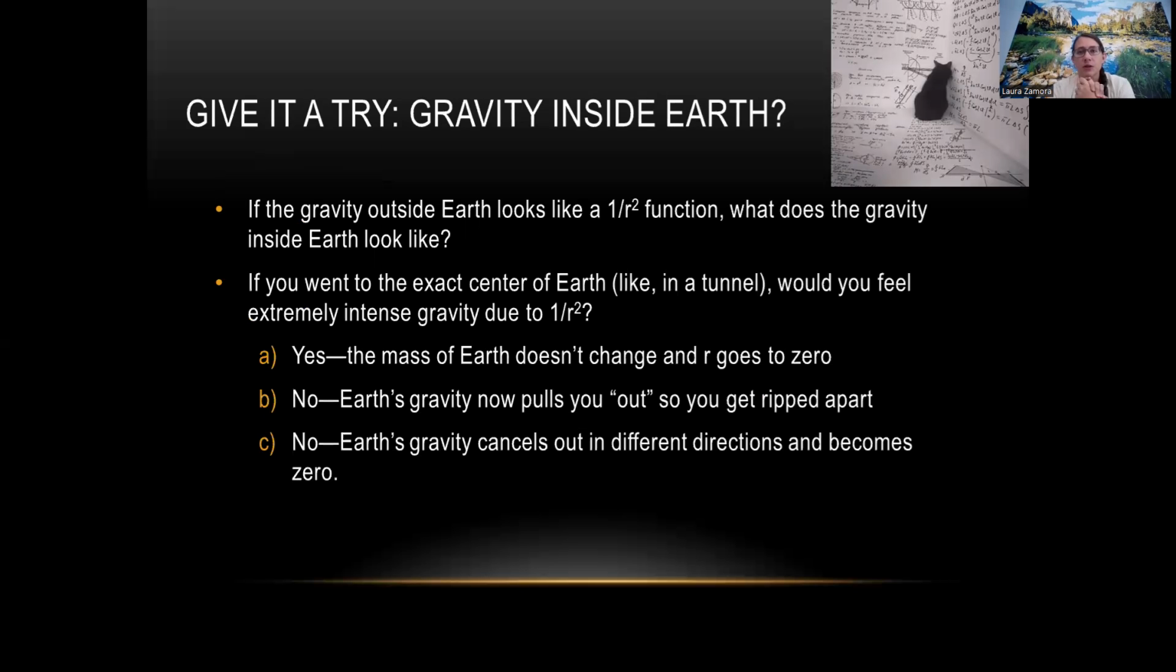Okay, so here's a question I want you to think about. Just for the sake of time, I'm not going to give you a ton of time to think through this question, just a few seconds to sort of organize your thoughts. So if the gravity outside the Earth looks like a 1 over r squared function, right? We talked about yesterday how it's an inverse square law. Force of gravity equals G times m1 times m2 over r squared. So if that's how the gravity outside of the Earth looks like, right, off the surface of the Earth and beyond, what does the gravity inside the Earth look like?